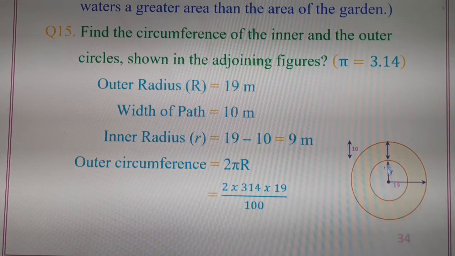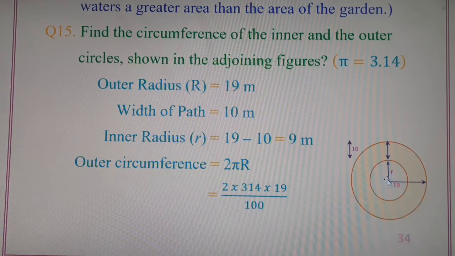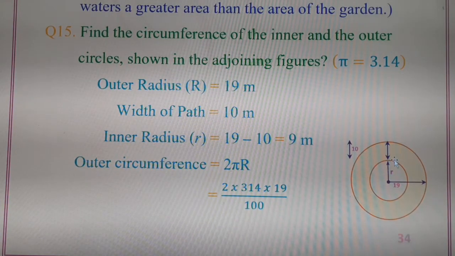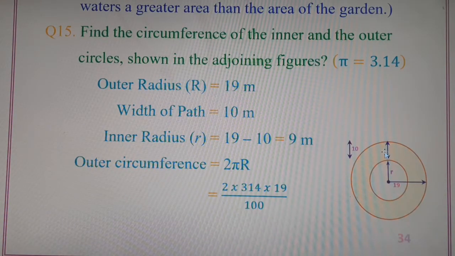Now the inner radius is not given, so we'll write it as r, but the width of the path around the circle is given, that is 10 meters. So we can very easily calculate the inner radius. The outer radius is 19 and the width of the path, or the yellow color region, is 10 meters. So the inner radius will be 9 meters.